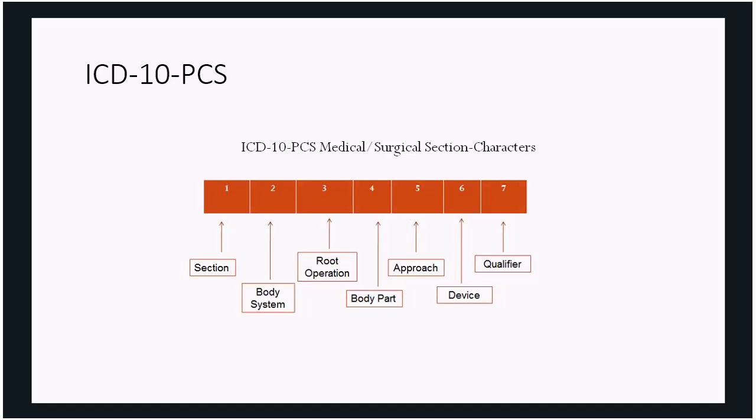And then the 7th and final character is a qualifier. The qualifier would be a unique value for an individual procedure. So example, the qualifier can be used to identify the destination site of a bypass.